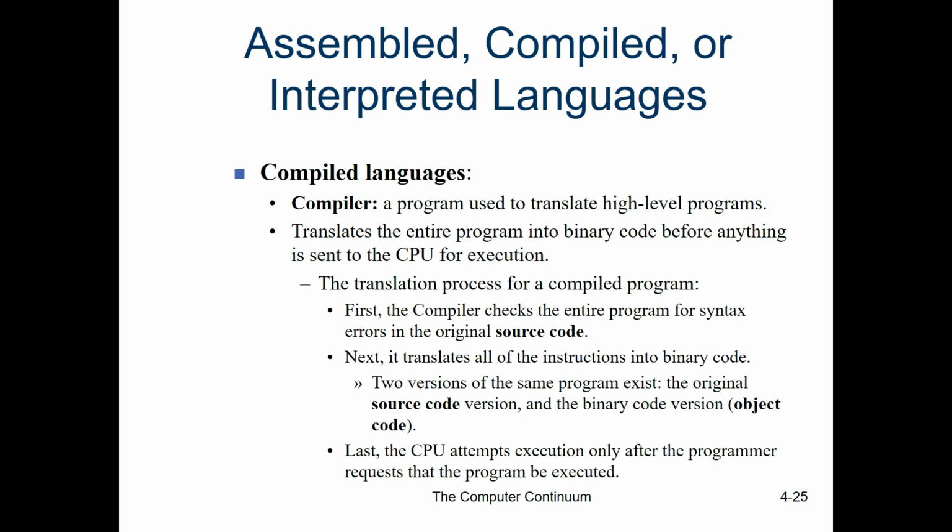A compiler is a program used to translate high-level programs. It translates the entire program into binary code before anything is sent to the CPU for execution. In the translation process for a compiled program, first the compiler checks the entire program for syntax errors in the original code. Next it translates all the instructions into binary code. Two versions of the same program exist: the original source code version and the binary code version, the object code. Last, the CPU attempts execution after the programmer requests the program to be executed. Okay, so that's how it works.